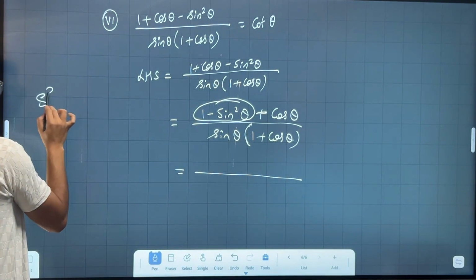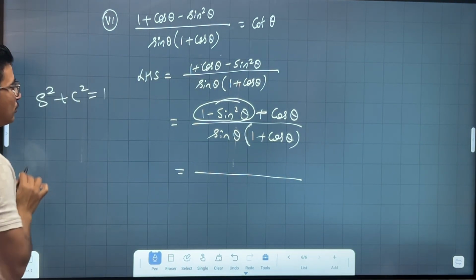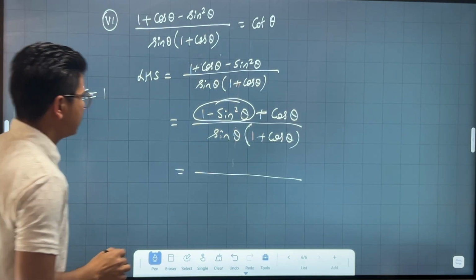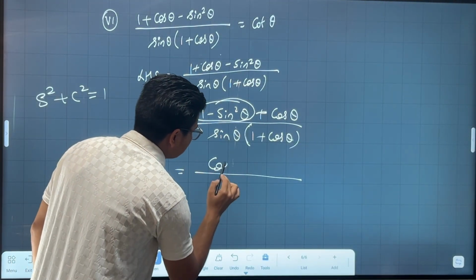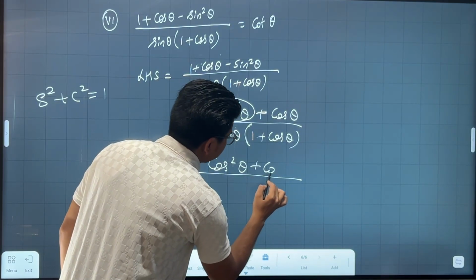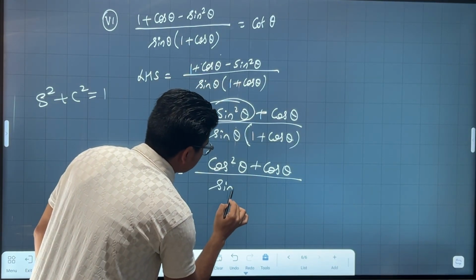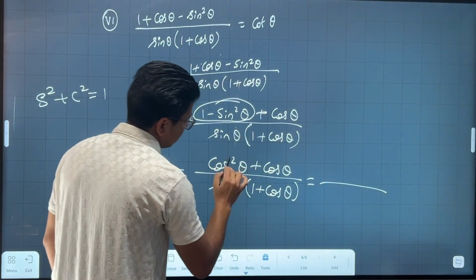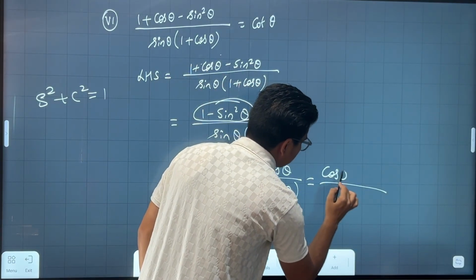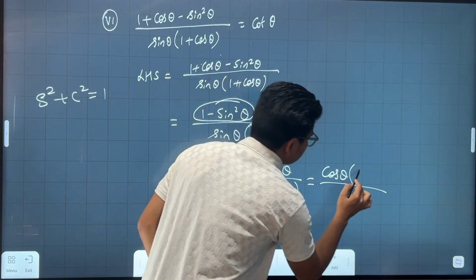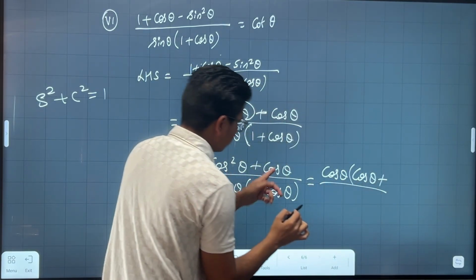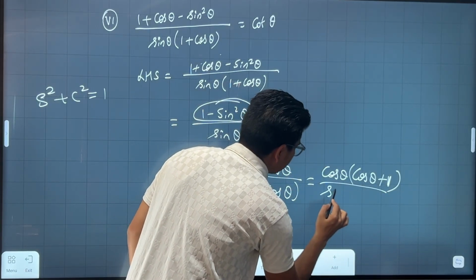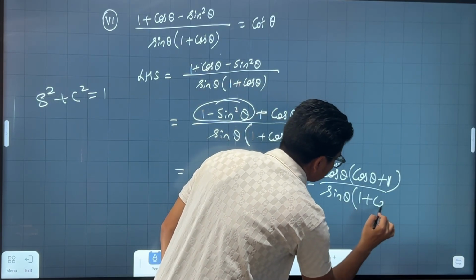Please remember this formula, sine square theta plus cos square theta equal to 1. From here cos square theta will be equal to 1 minus sine square theta. So 1 minus sine square theta will be equal to cos square theta plus cos theta. Then in the denominator we have sine theta into 1 plus cos theta. Then just take cos theta common from here. If you take cos theta common, then 1 cos theta will still remain here, correct, and plus what will remain here, 1, correct. Then in the denominator we have sine theta and 1 plus cos theta.